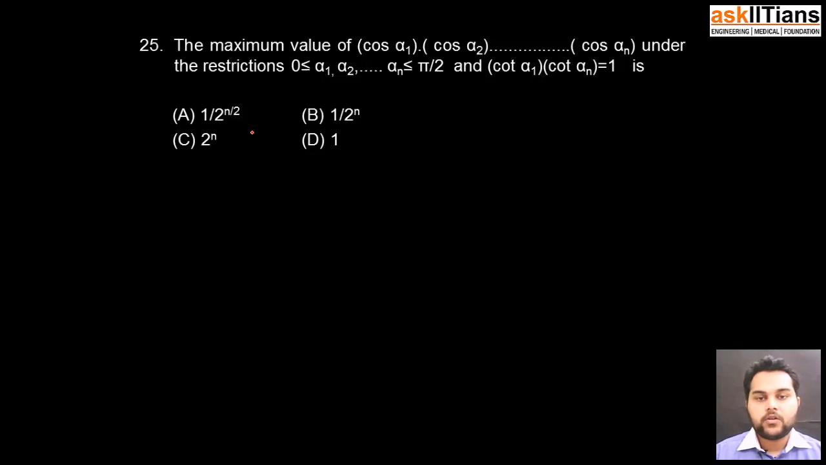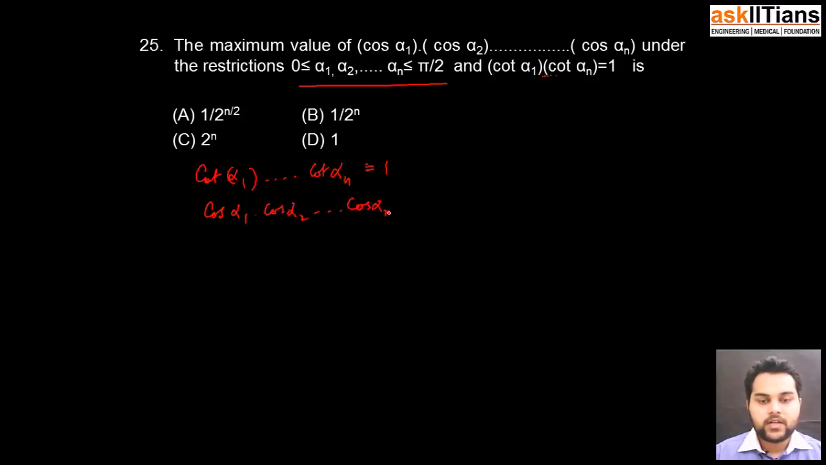Next question is the maximum value of cos alpha 1 into cos alpha 2 up till cos alpha n under the restriction alpha 1, alpha 2, alpha n all lying between 0 and pi by 2, and cot alpha 1 into up till cot alpha n is equal to 1. If I have a look at the second condition that I have, cot alpha 1 up till cot alpha n is equal to 1. So I would get cos alpha 1 into cos alpha 2 up till cos alpha n being equal to sin alpha 1 sin alpha 2 up till sin alpha n.